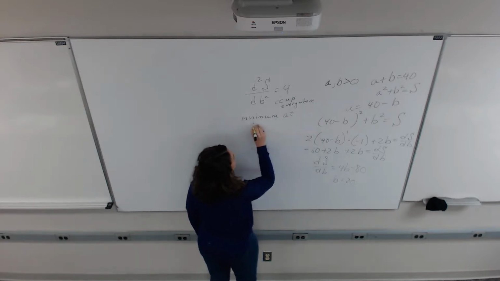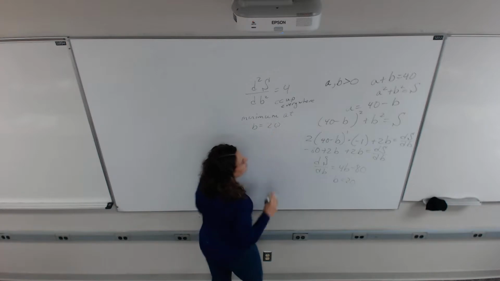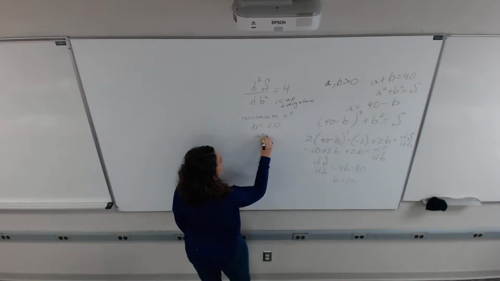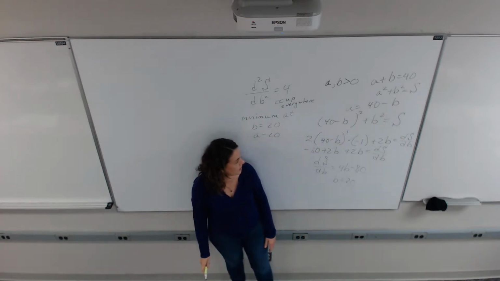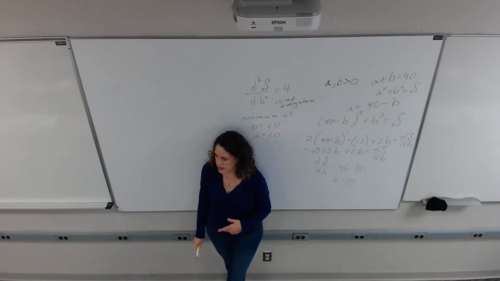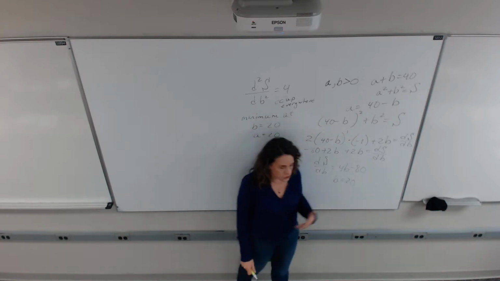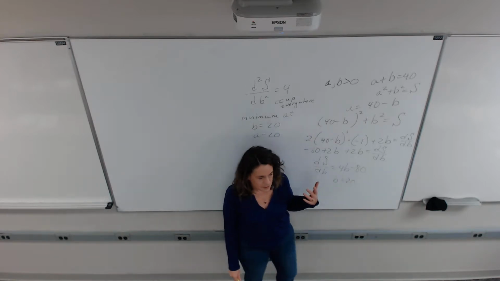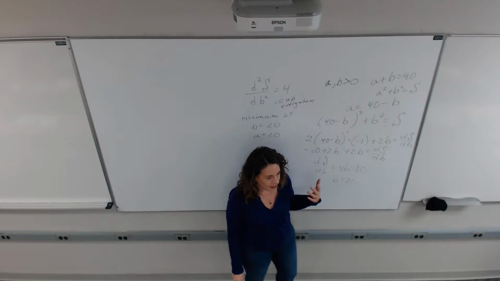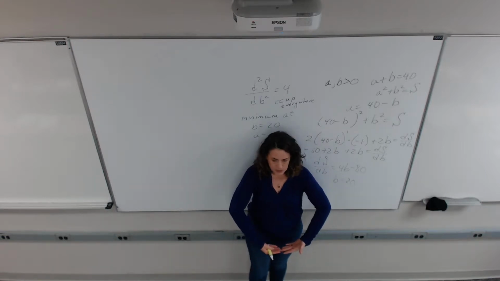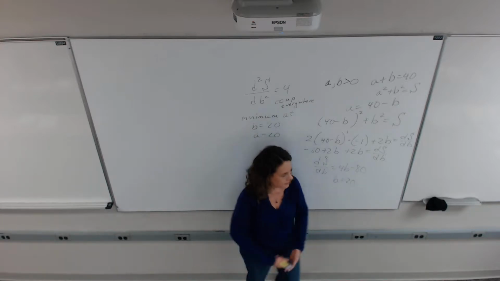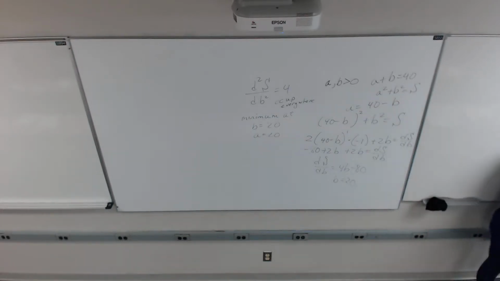So we have a minimum at B equal 20, and if B is 20, then A is 20, and that came from the equation where I solved for A. And then the next question was something about, can you maximize it? Well, could you maximize this? It's always concave up, right? If it's always concave up, can you get a maximum? No, so you can't. Okay? So that's pretty much it for that one.